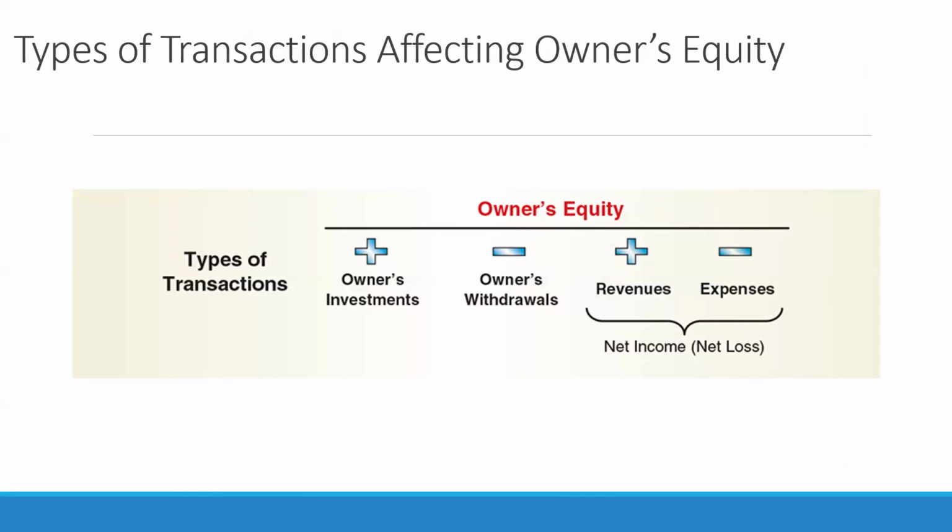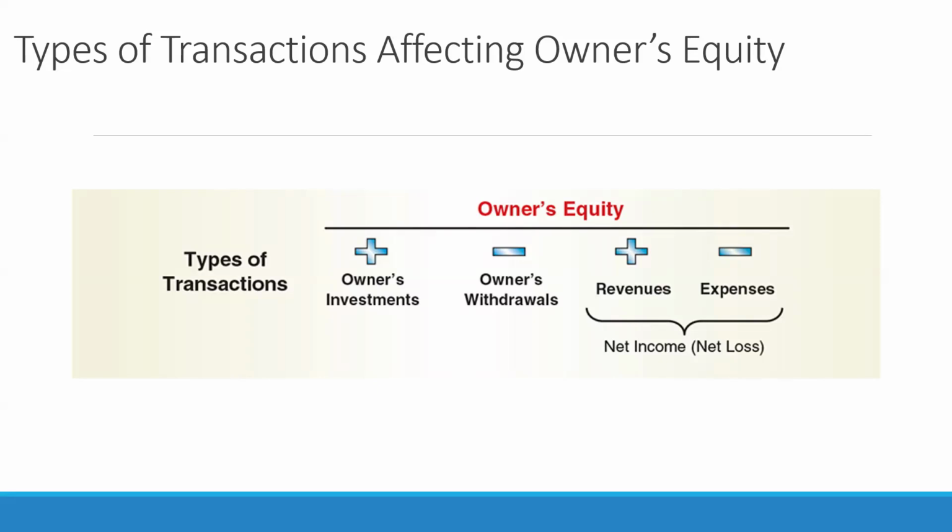Now we'll go over the types of transactions affecting owner's equity, which is owners putting money into the business, taking money out of the business, and then revenue and expenses, which is the business making money or spending money. And then that combines into the net income of the business. Now, net income is revenues minus expenses.